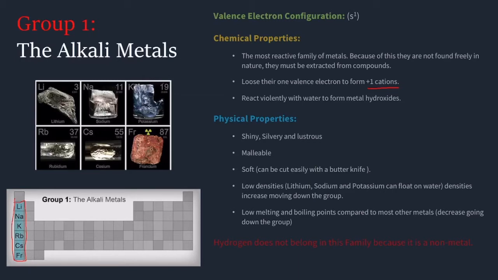Physical properties. They're all shiny, silvery, lustrous metals. They're malleable. They're very soft. They can be cut really easily with a butter knife. They have low densities, so lithium, sodium, and potassium can actually float on water while they're reacting with it. And they also have low melting and boiling points compared to most other metals on the periodic table. One thing that I did want to point out is you'll notice that hydrogen is not included in this family, and that's just because hydrogen is a non-metal. It's grouped with them because of its electron configuration, but it's actually not part of the alkali metal family.